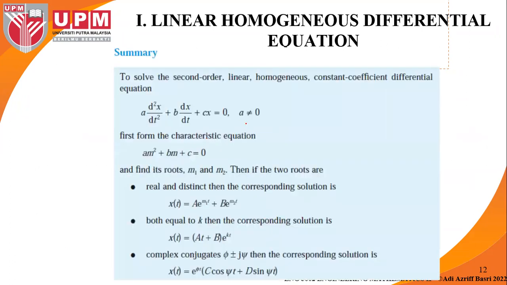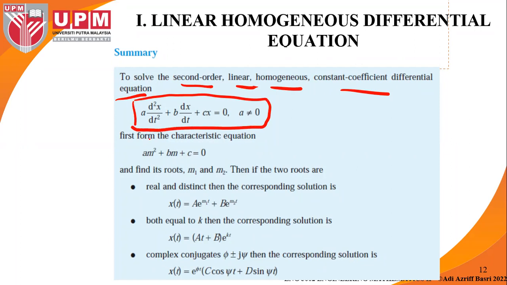So to summarize, this is the most important thing. To solve a second order linear homogeneous differential equation with constant coefficients, this is your main equation just now, the second order. The characteristic equation is am square plus bm plus c. When you have a power of 2, we know that the general form will be a m power of 2 plus b m plus c.